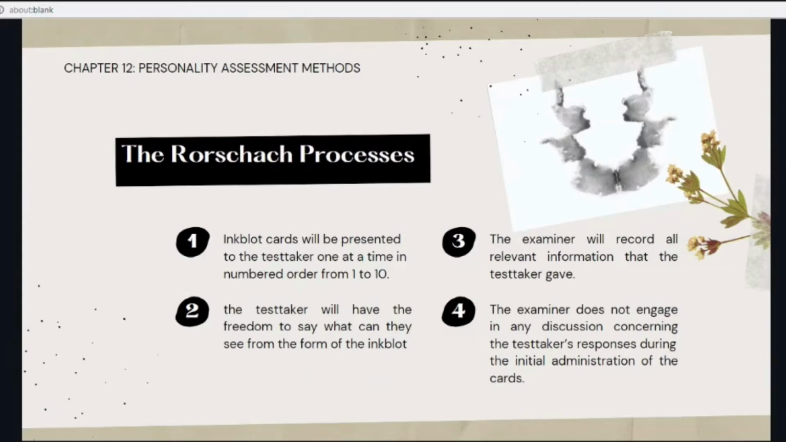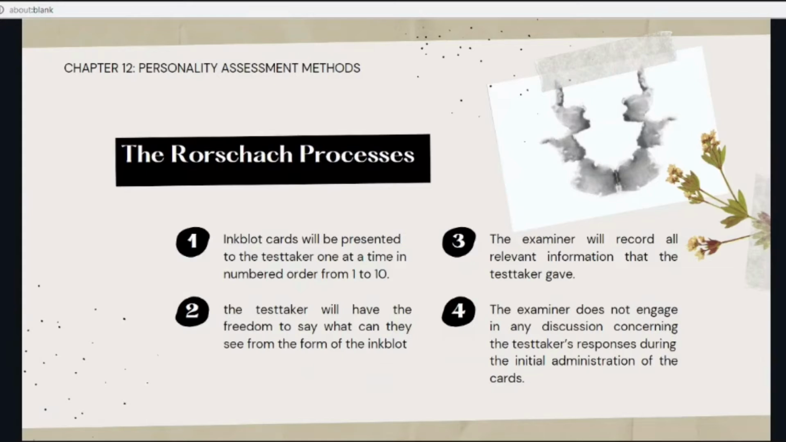So the examiner will record all the relevant information that the test taker gives. So apil na diri ang unsa na posisyon ang ink blot tong time nag-interpret na siya sa examiner. I mean, gi-interpret na siya sa test taker.